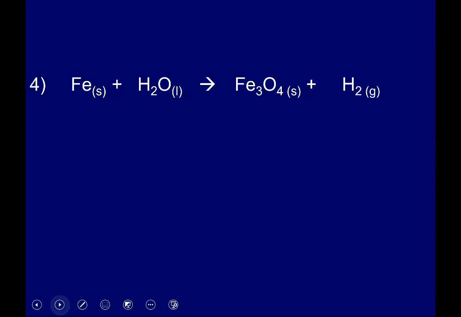Pause these, think about them. Pause them before I do the solutions. Try them on your own. You should be trying a few on your own at this point.